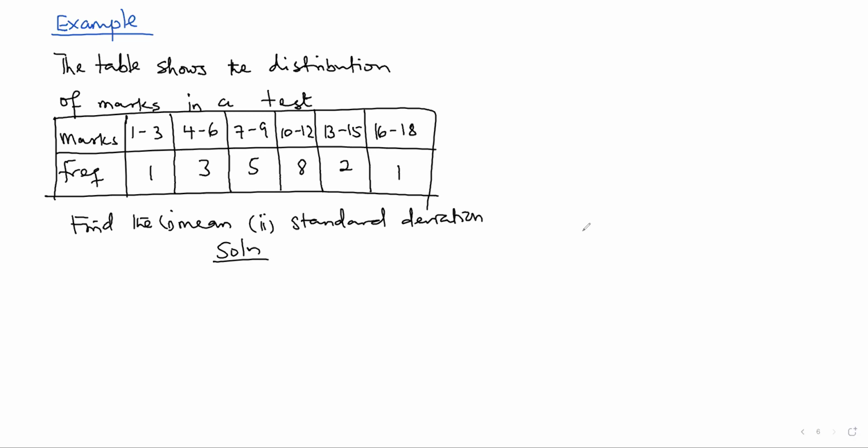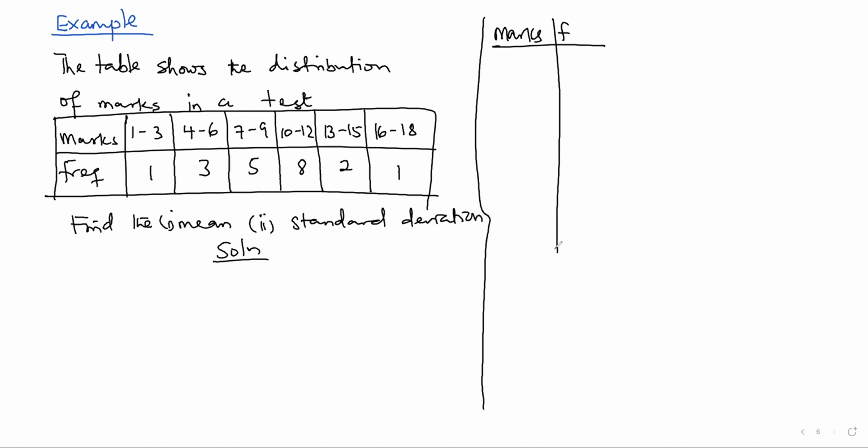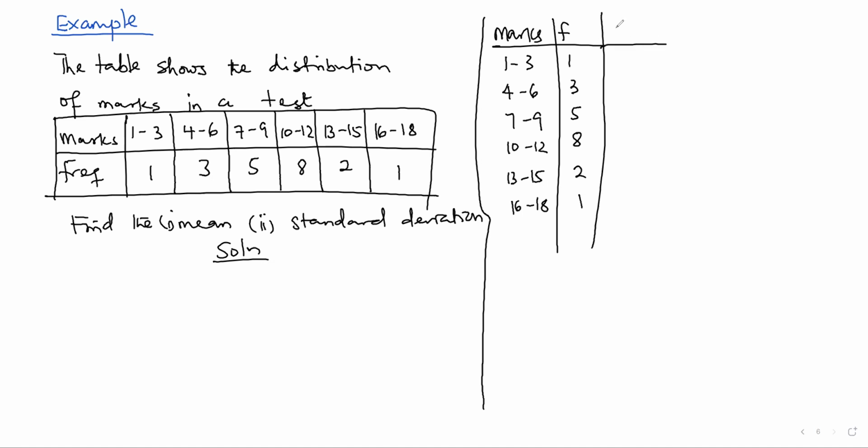All right, so this is a question before us. This is a data set. We have our max, we have our frequency. So the max we have 1 to 3, 4 to 6, 7 to 9, 10 to 12, 13 to 15, 16 to 18. The frequency we have 1, 3, 5, 8, 2, 1. Okay. So if you look at this question, we don't have x. So this is a group data.